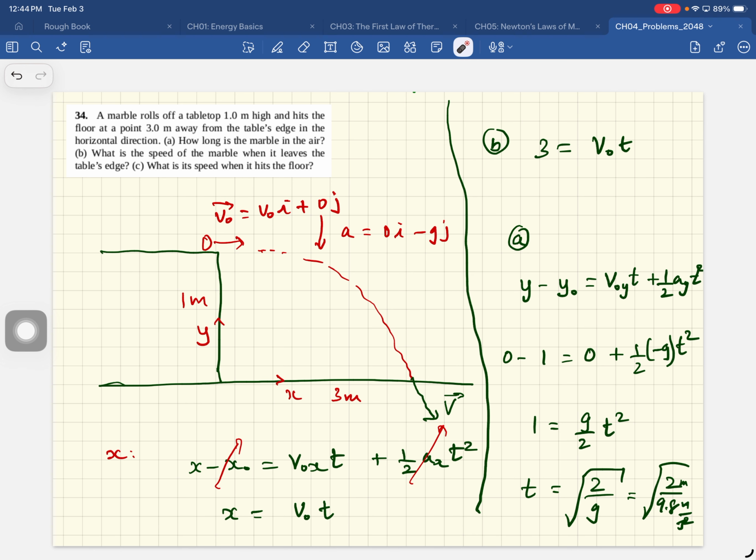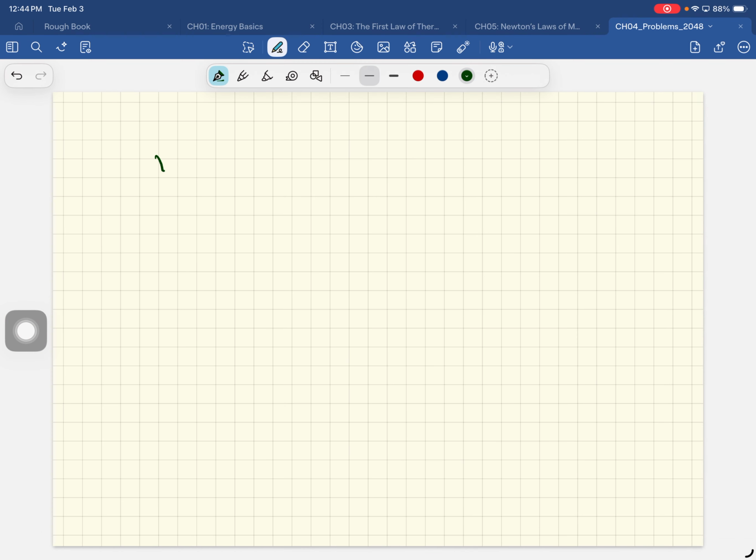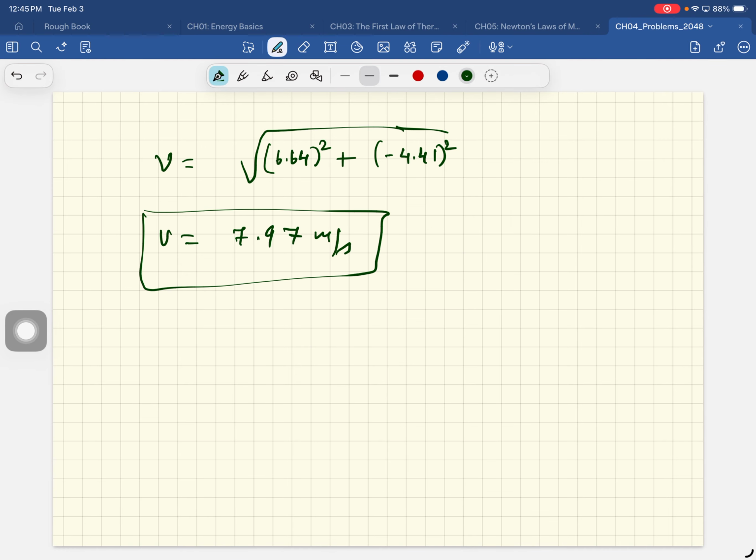And what they want is the speed, meaning the magnitude of that vector. So the speed is equal to the square root of 6.64 squared plus minus 4.41 squared. So that's the speed with which it hits the floor.